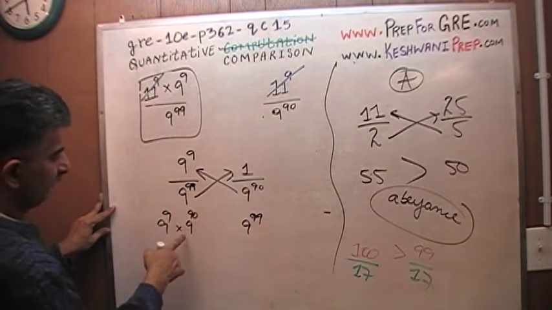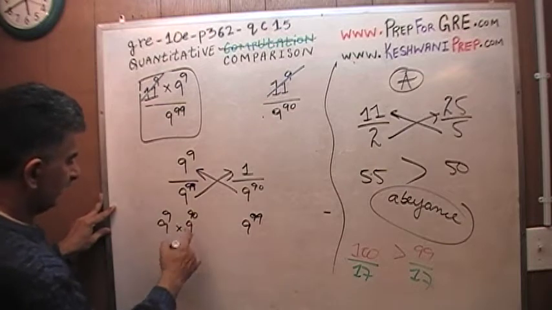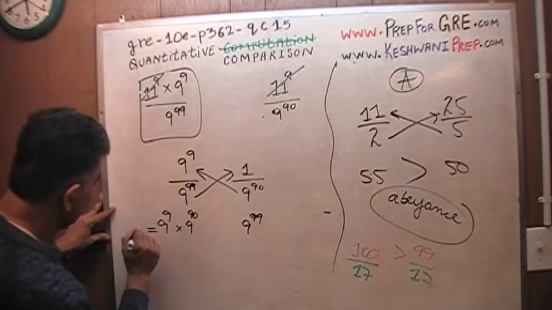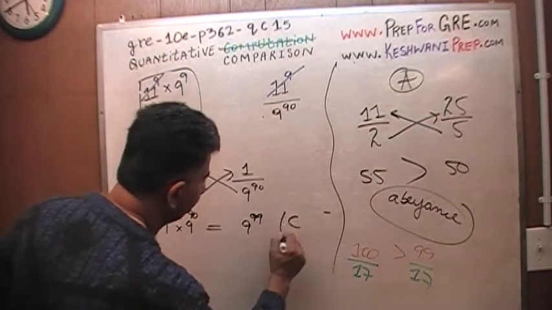9 raised to 9 versus 9 raised to 9 times 9 raised to 99 is the same as 9 raised to 99, which is exactly what we have here. The answer is C. Voila.